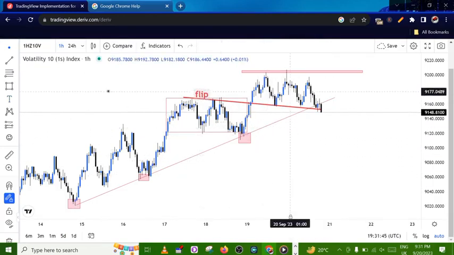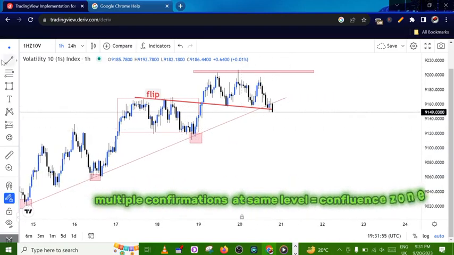And what is happening again, I need to show you what you call a confluence zone. As you can see, we've got our confirmation trend line intersecting with the flip zone. We've got our confluence zone. So we've got our confluence zone with this certain zone here.